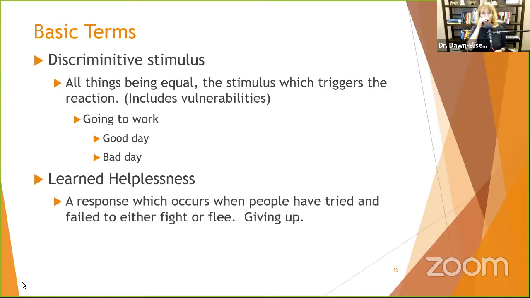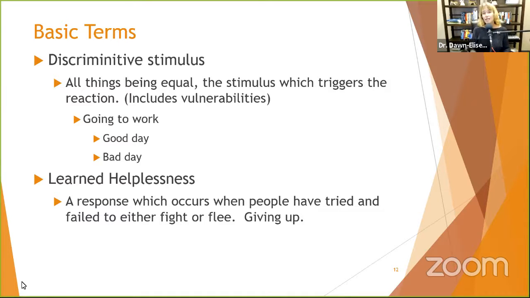Think about going to work. If you're having a good day, what things trigger a good day for you? If you get up and the sun is shining and maybe you even woke up before your alarm, oh my gosh, you had a good night's sleep. What other stimuli trigger a good day? Maybe you have a good breakfast or skip breakfast or whatever it is you do.